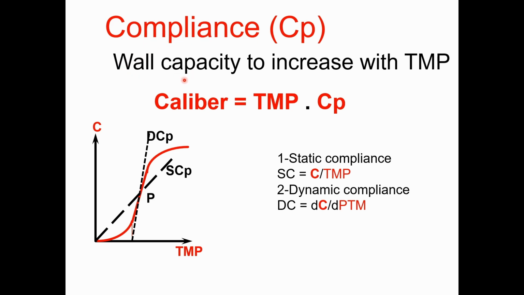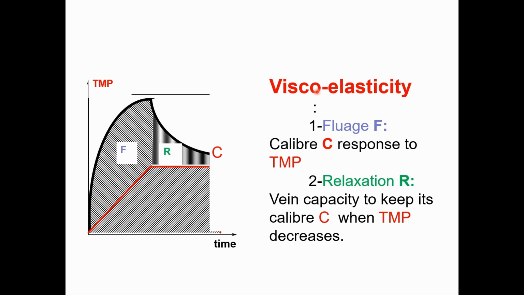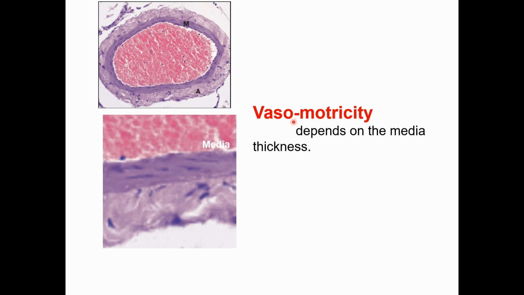Compliance is the wall capacity to increase with transmural pressure. Caliber increases with TMP and compliance. Compliance may be static or dynamic. Viscoelasticity: fluage is the caliber response to TMP, and relaxation is the vein capacity to keep its caliber when TMP decreases. Vasomotricity depends on the media thickness.